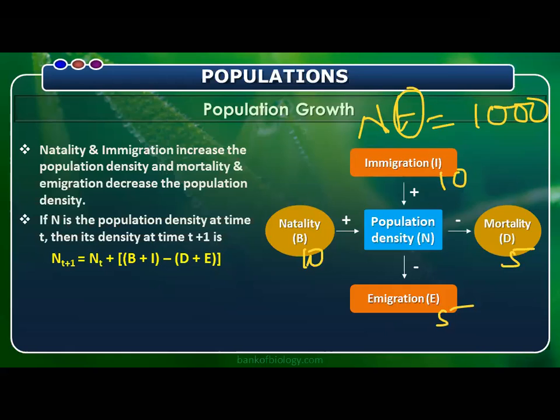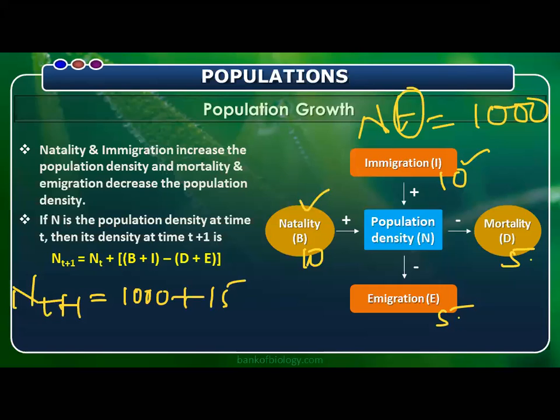So we calculate like this. Nt plus 1, 2021, Nt, how much? 1000 plus B plus I. B means birth rate, I, immigration. So how much? 15 minus D plus E.